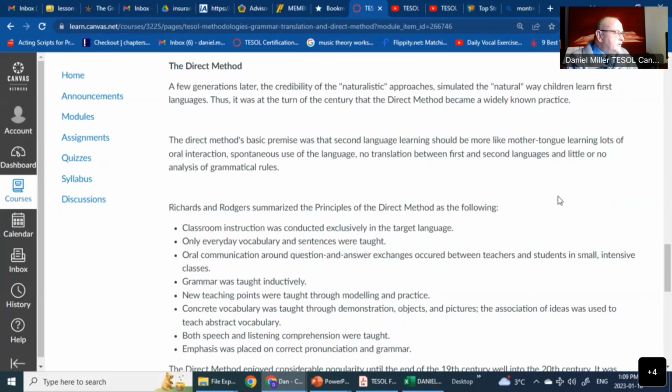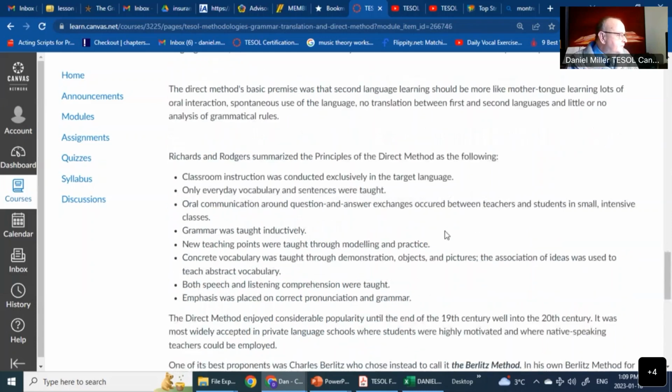So just as when young children are learning their first language, their mother tongue, they learn it by listening to the adults around them. They mimic the adults, they copy what they hear. And so the direct method is very naturalistic in that sense as well. The students hear the words being said by the teacher speaking new words, and the student just copies those words and copies the sounds.